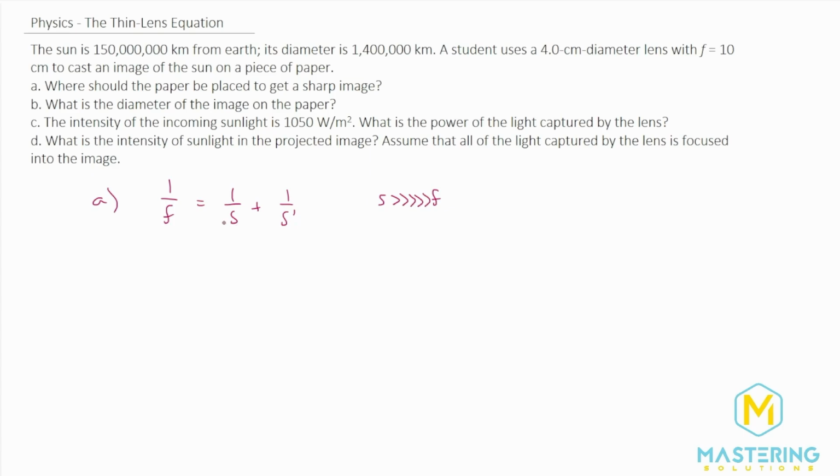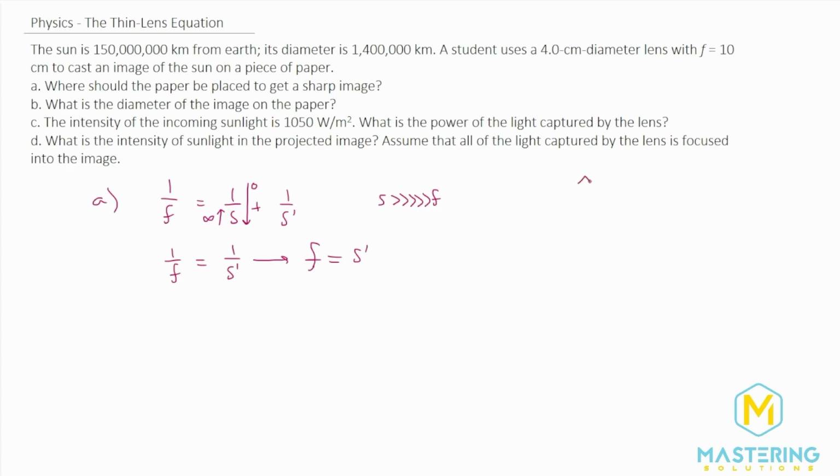And so as this approaches infinity, because it's in the denominator, this whole value is approaching 0. So if we rewrite that, assuming that this essentially is non-existent, then 1/f is going to equal 1/s'. And if we take the reciprocal of both sides, the focal length is equal to the image distance. So we just figured out mathematically that the best place to place the paper is at the focal length of the lens.